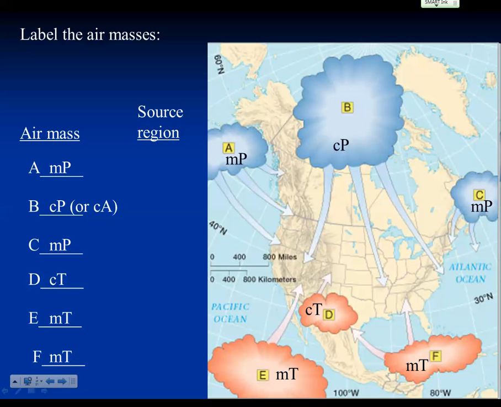And that's a pretty good lesson as far as what you need to know about the air masses in this course. Now, source regions, where are these things coming from? Letter A is coming from the North Pacific. You can think about that as a source region. B, Central or Arctic Canada regions. C, the North Atlantic Ocean. D, Southwest U.S., the desert areas of the U.S.